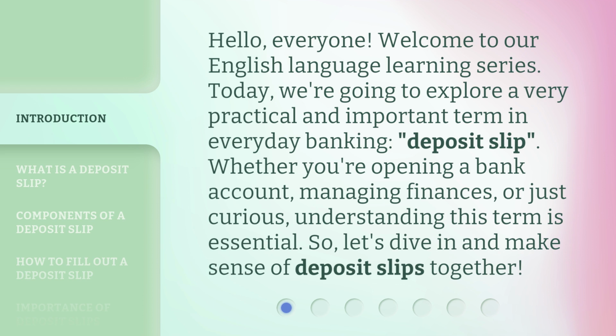Today, we're going to explore a very practical and important term in everyday banking: deposit slip. Whether you're opening a bank account, managing finances, or just curious, understanding this term is essential. So, let's dive in and make sense of deposit slips together.